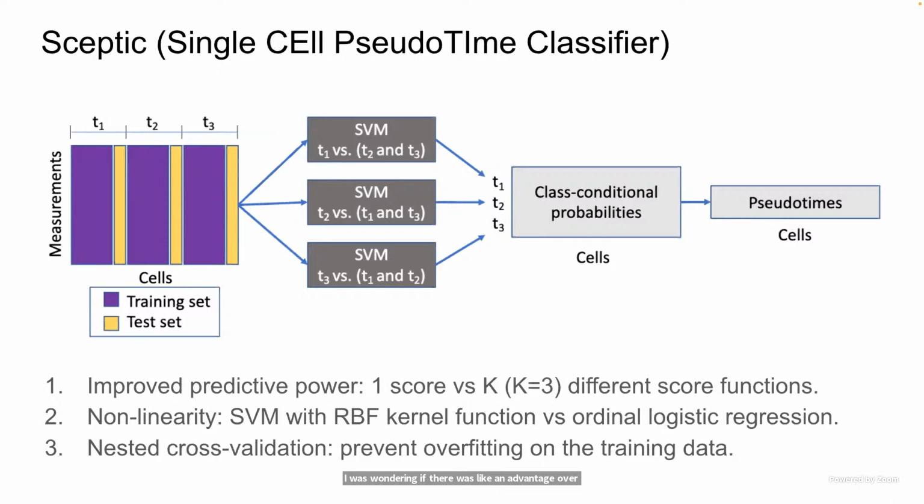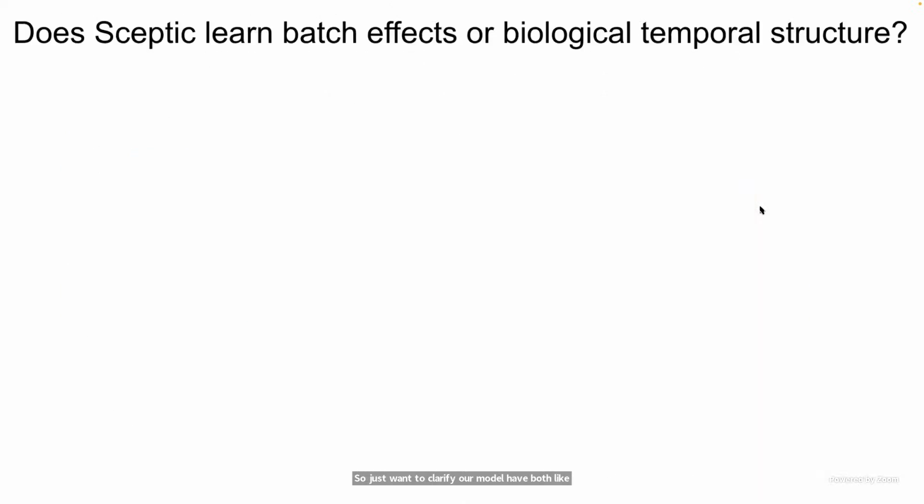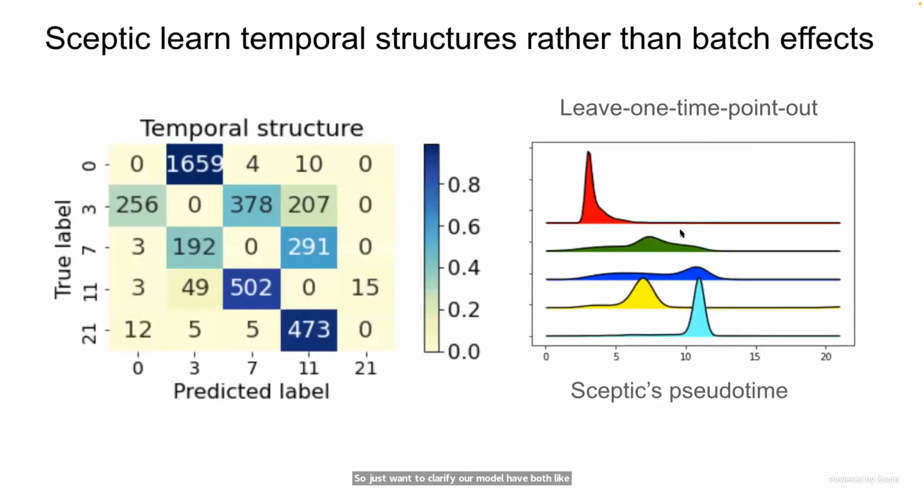So just want to clarify, our model has both a discrete label and also a continuous label. For example, I have shown a plot like this. We have a continuous pseudotime inference by conditional expectation. We did not compare with other methods like PCA and Monocle because in the previous evaluation, Supertime has been shown to outperform other pseudotime inference methods. So we focus our comparison on Supertime in this manuscript.